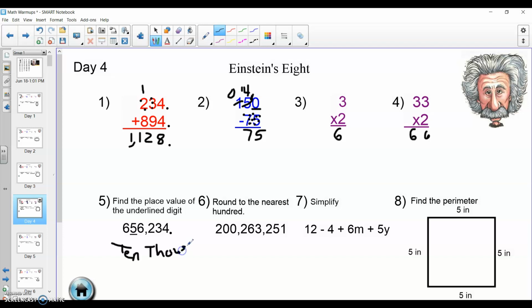10,000s. And again, I'm writing with a mouse. It's somewhat difficult, so I apologize, but there's your answer. 10,000s. How many got that one right?